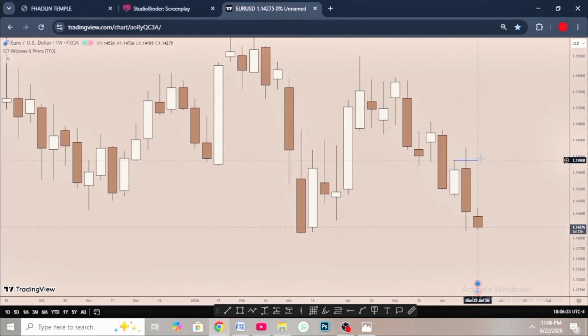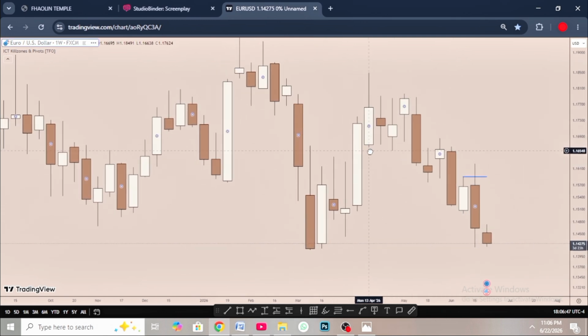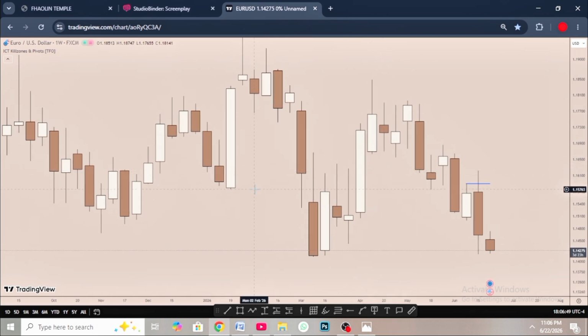Looking at the weekly chart, you can see that price opened, swept out this high, went into this weekly order block, right? And then we attacked the sell side of the curve, and this sell-side liquidity is looking juicy, right? On the weekly basis, you can see the reason why we are selling.